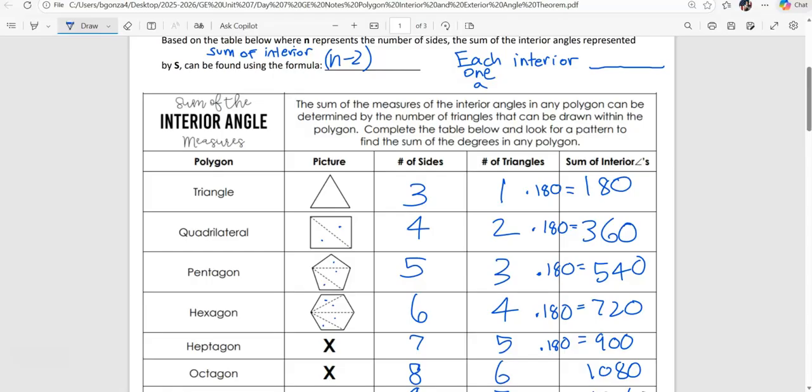And then, what did we do all the way down to get the sum? And I wrote it here. What did we do? Multiply by a triangle, which is 180. So times 180. So we just found the sum of interior angles formula is n minus 2 times 180. So write this down here at the top. Okay.